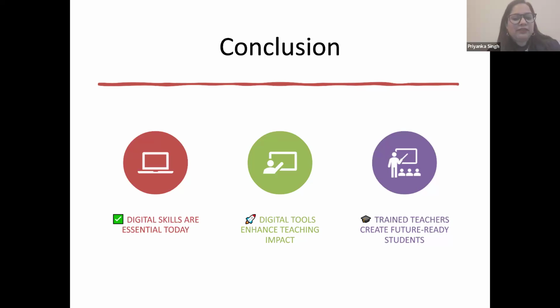And trained teachers create future-ready students. I have told you this earlier as well, that we are not just creating learners of knowledge, we are creating learners of knowledge with experience. And when you have so much technology in your hands, when you are teaching, when you are talking, when you are designing, when you are creating, when you are collaborating, you also feel very happy that yes, I'm doing something new. So this way you can create your future students as tech-enabled and tech-ready students.